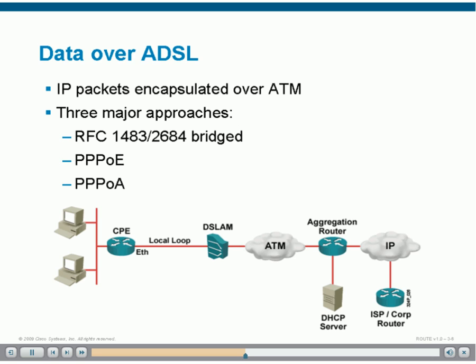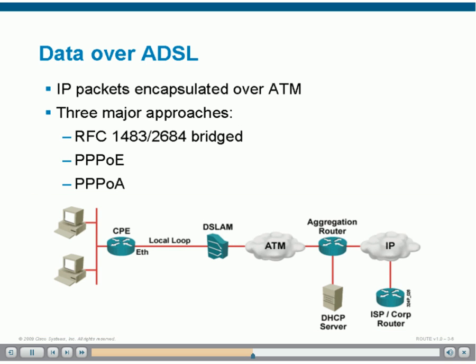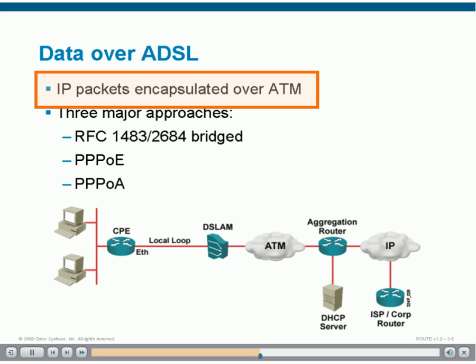In order to carry data services, DSL works in conjunction with other technologies. This results in several deployment modes. They all use a similar infrastructure, as shown here. The DSL Layer 1 connection from the CPE is terminated at the DSLAM. The data link layer protocol that is typically used over DSL is asynchronous transfer mode, ATM.